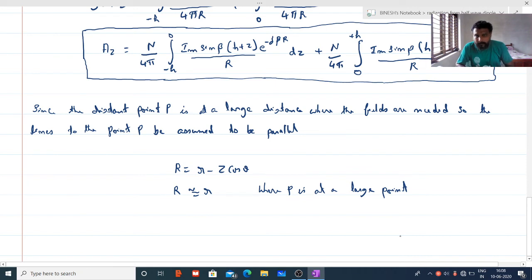So just keep in mind the denominator R here in the Im sin beta (h plus z) e raised to minus j beta R by R. That is the denominator of A z, that is equation 3. In the denominator you have the capital R, so that capital R may be replaced by small r now. But the R in the numerator, e raised to minus j beta R, is involved in phase, so that cannot be replaced by small r. Hence the difference between capital R and small r is very important.